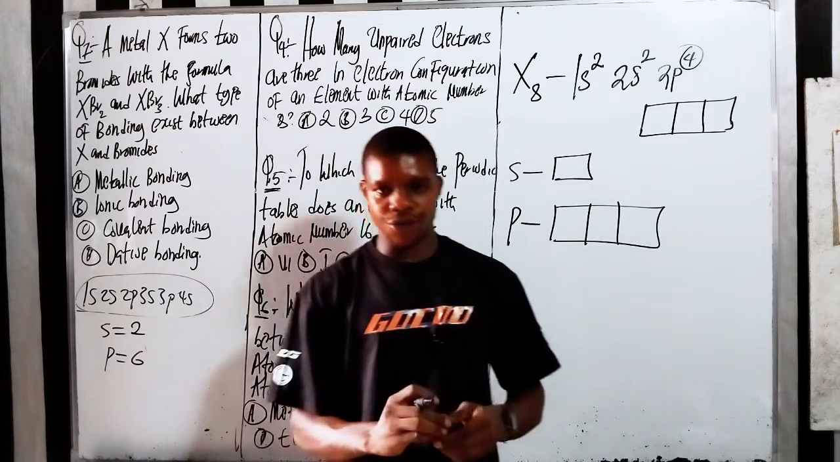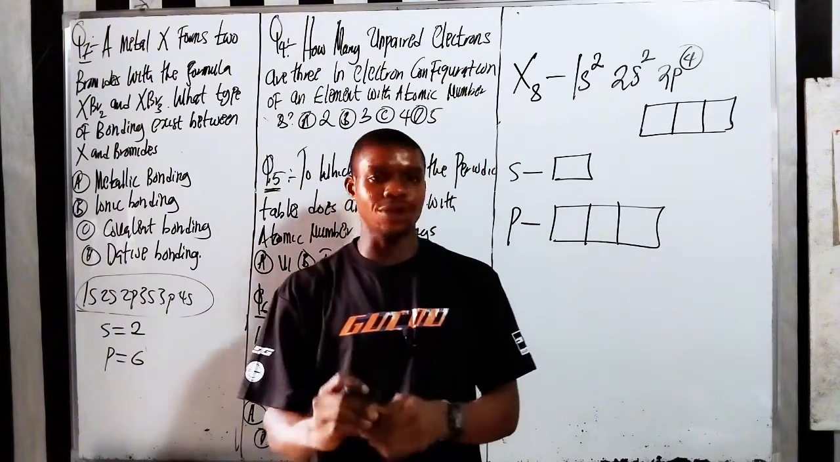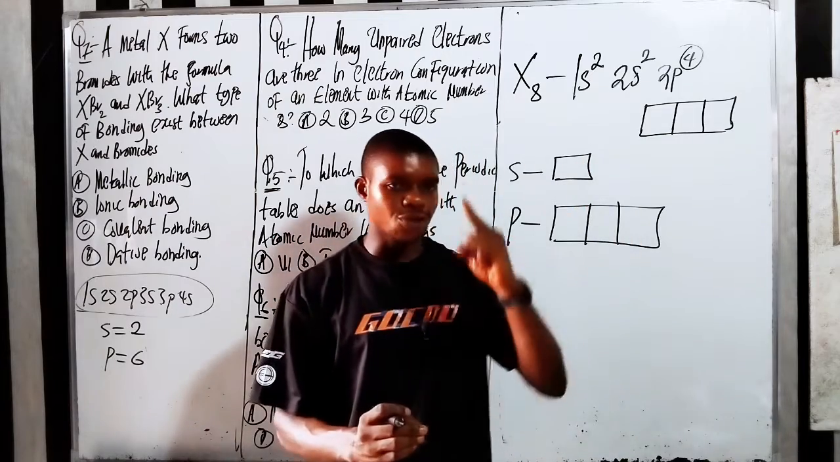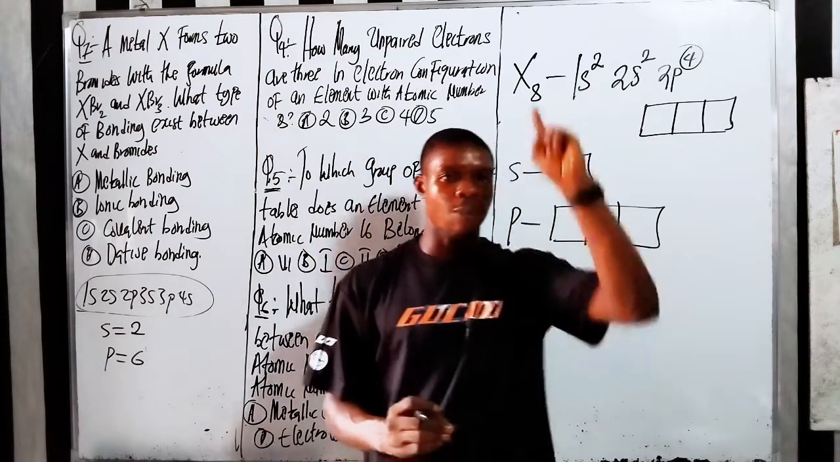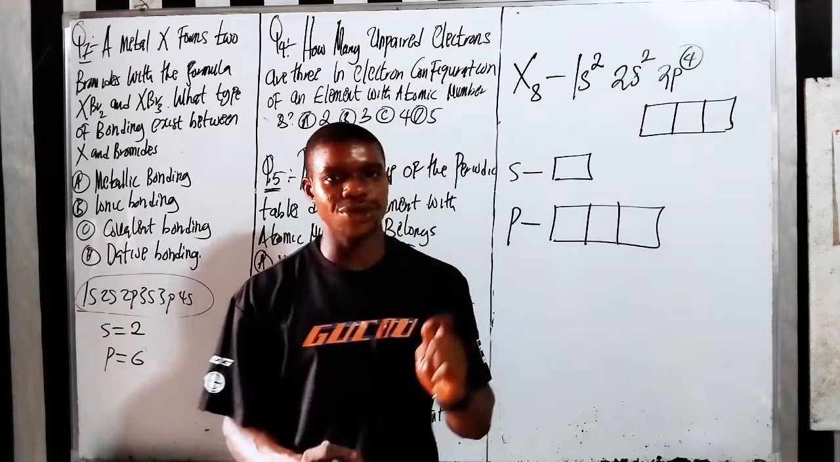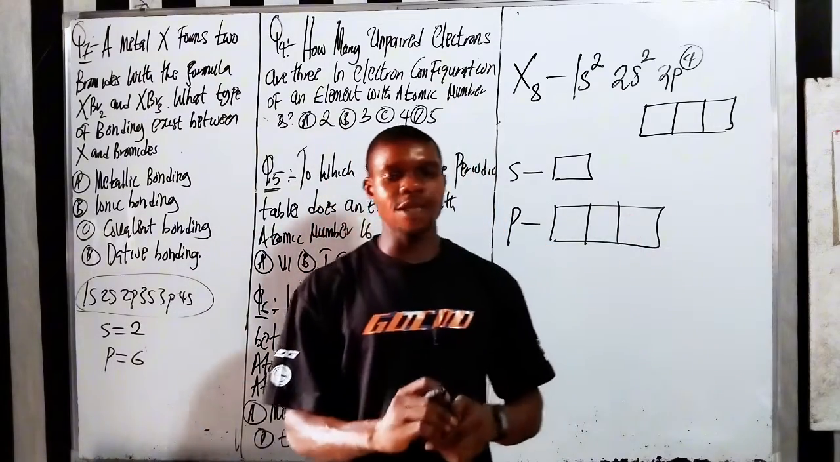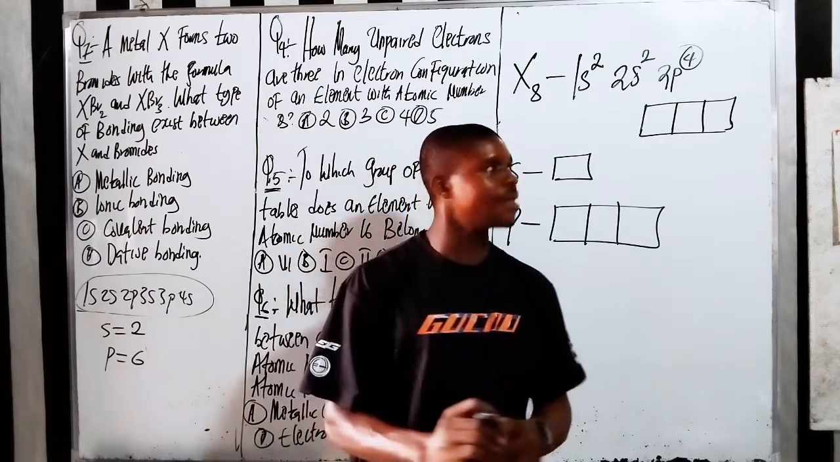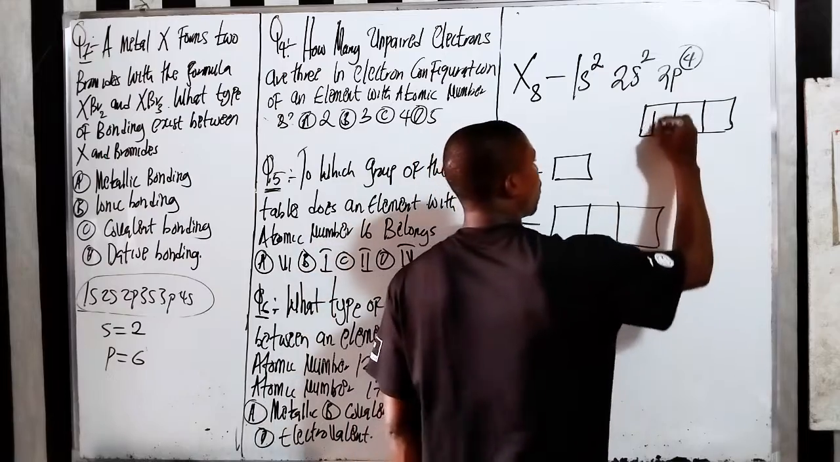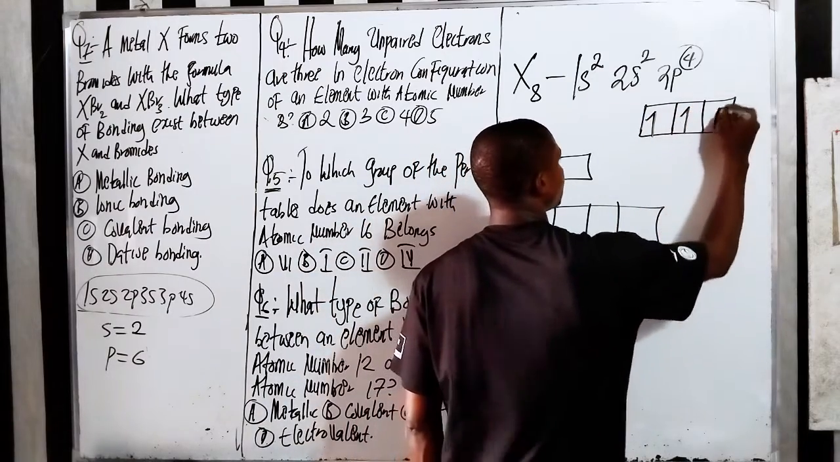Remember, in Hund's rule, when filling electrons into degenerate orbitals, the electron must spin up before spinning down, right? So the electron must spin up before spinning down. That is called Hund's rule. So how many electrons do you have here? Here we have 4 electrons. So it's going to be 1, 2, 3.